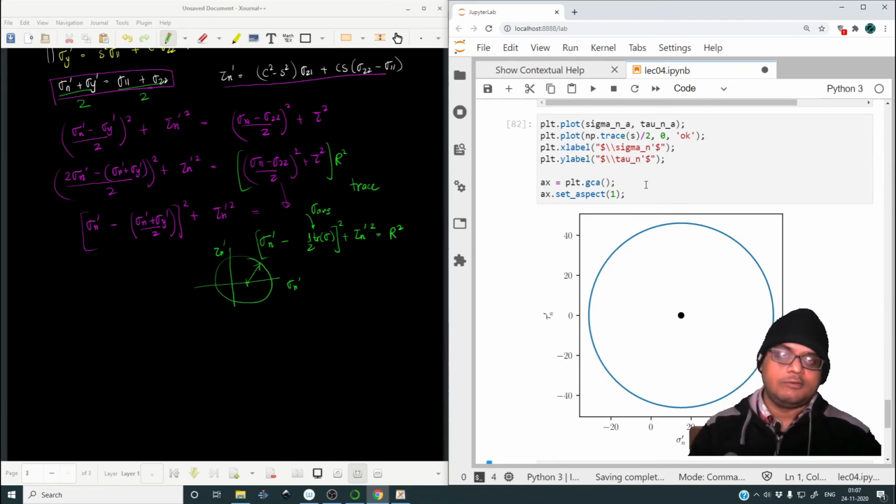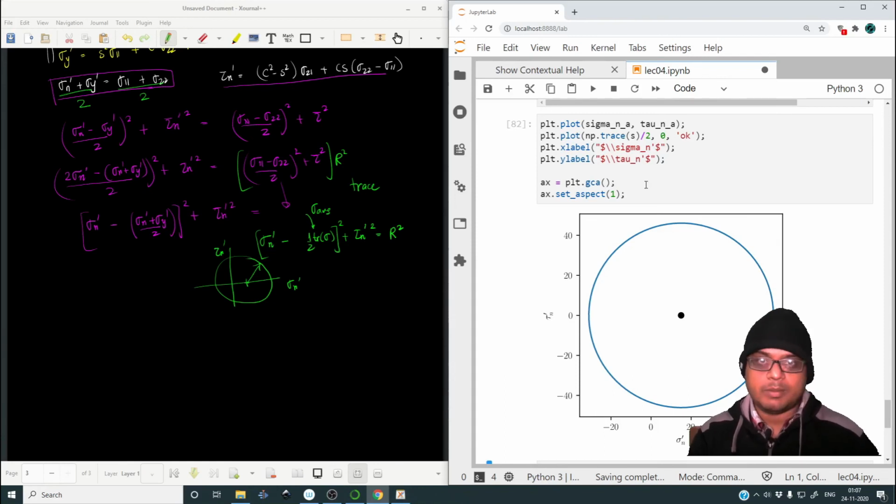And I request you to have a look at basic solid mechanics and try to figure out all this on your own. There will be a number of problems where you're required to find out the plane where the maximum stress occurs and try to resolve it using Python. I've shown you how to do it.